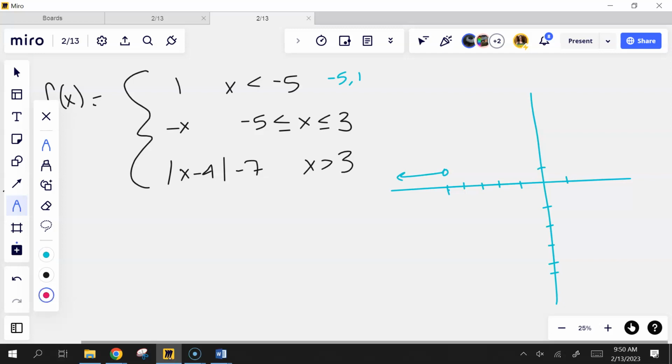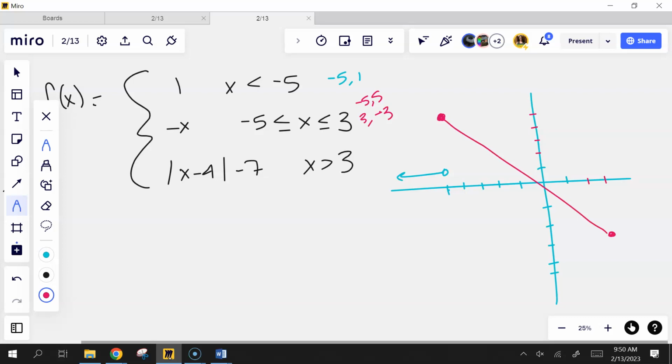Second piece here, I'm going to plug in -5. And when I plug in -5, what do I get? Y'all can do this. 5. So -5, 5 is going to be open or closed? Close that thing up. Then plug in 3, and what do you get? Open or closed? Close it up. And these just connect.